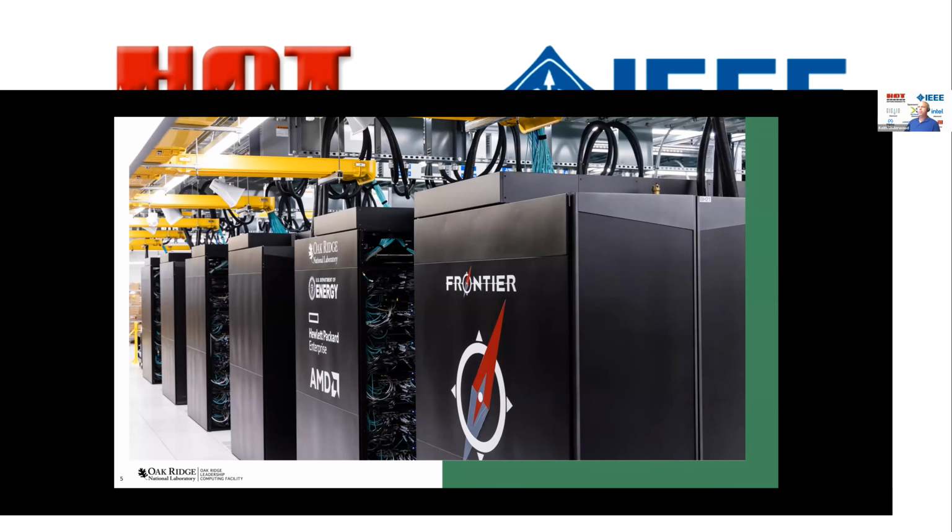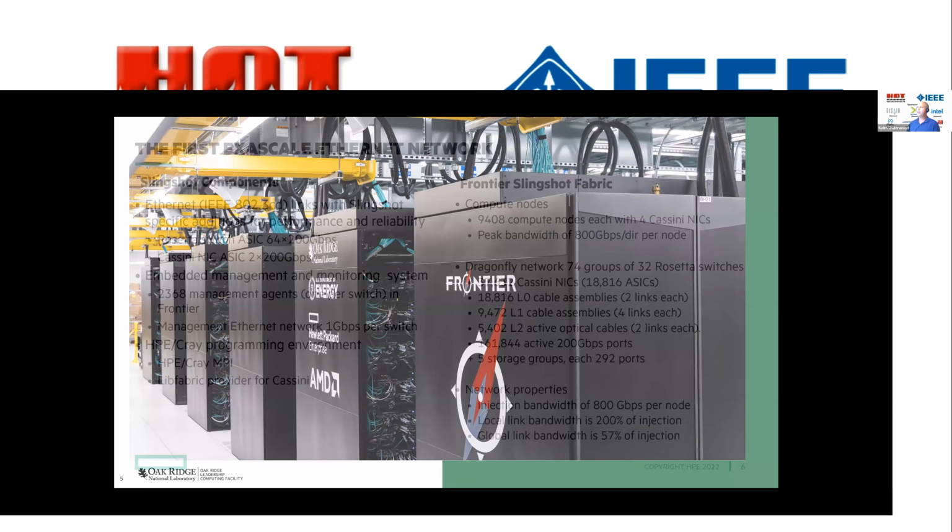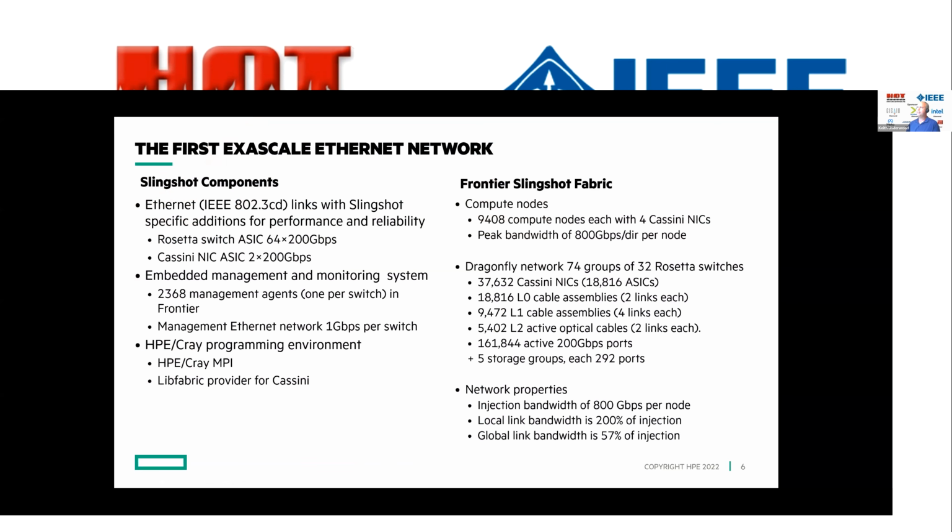We're so close to this past June that I still have to include the obligatory picture of Frontier. Frontier, for those of you who are not familiar with it, is the first exascale system on the top 500 list. It's an HPE system that has the Slingshot interconnect in it. So let's take a look at what makes up that network.